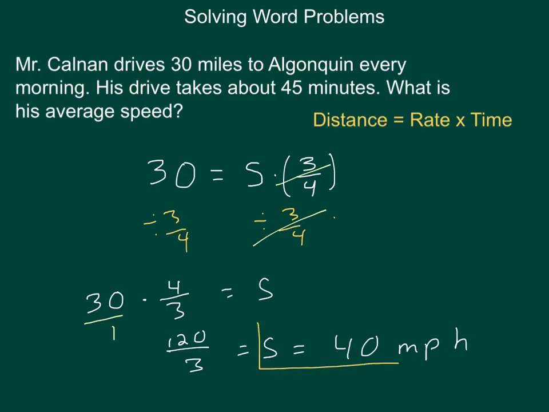We want to make sure that we put the proper label on it and ask ourselves if that makes sense. Is that a reasonable speed that Mr. Callan could travel at on average? Absolutely. And I can guarantee you he's always right at the speed limit, never exceeding it, because that would be illegal. All right, I hope this helps make some sense, and now you feel more comfortable solving equations going forward.